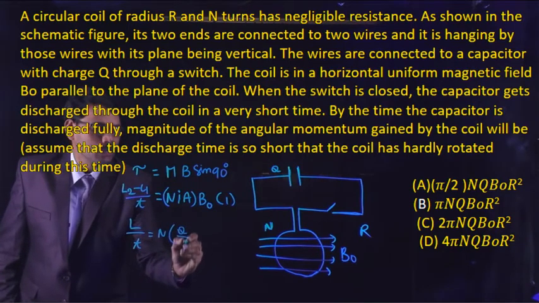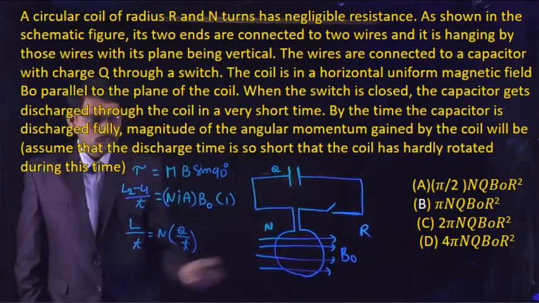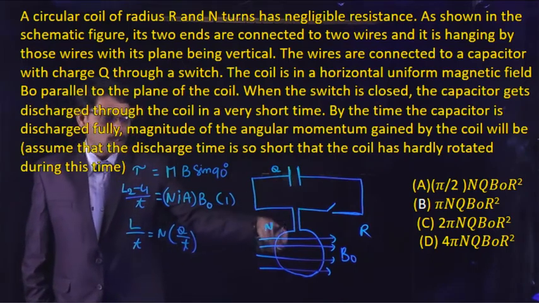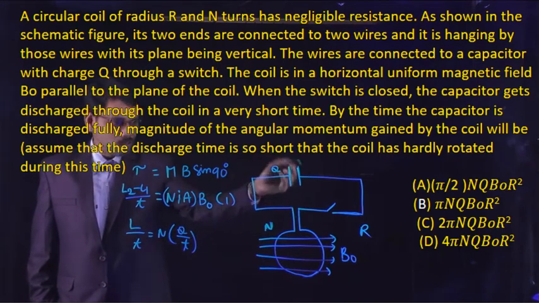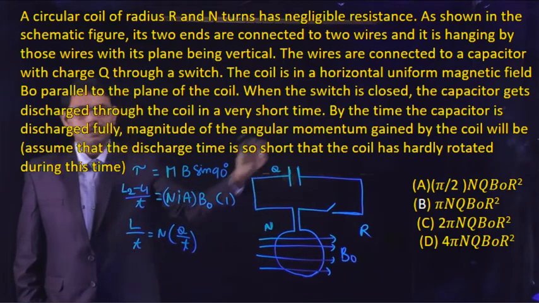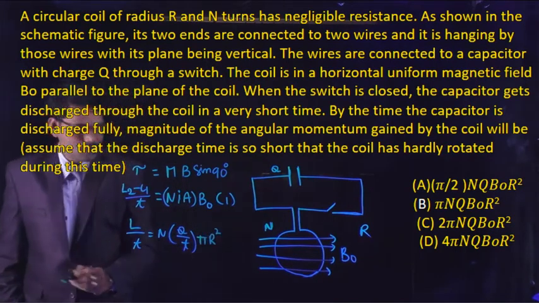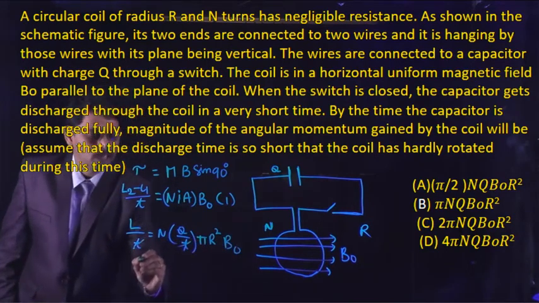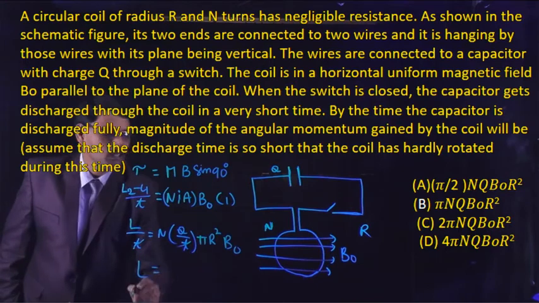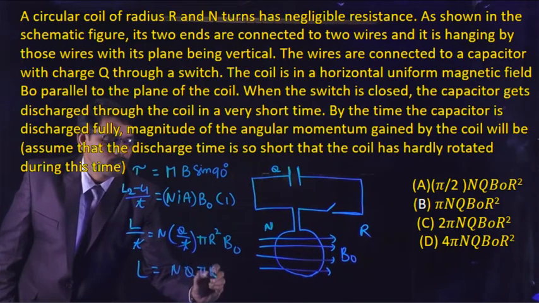Q is the amount of charge that discharges from the condenser and passes through the coil. The rate of flow of charge is the current through the coil. The current through the coil is the rate of flow of charge, that is exactly equal to the rate of discharge from the condenser, Q by T. A is pi r square, where r is the radius of the coil. Area is pi r square into B naught. T cancels on both sides in the denominators. Therefore, L is equal to N Q pi r square into B naught.